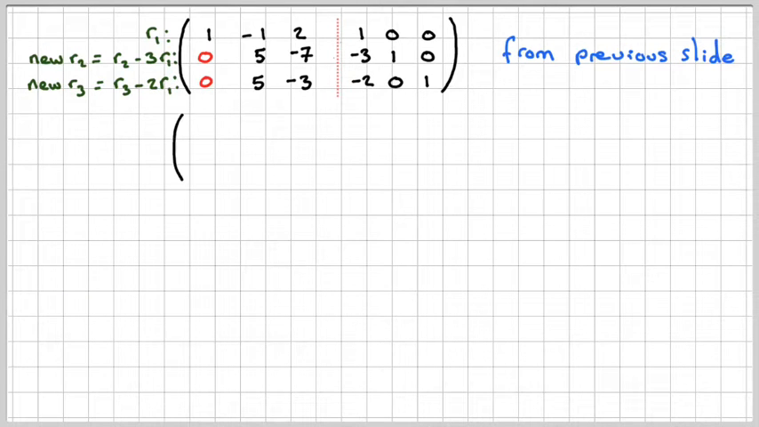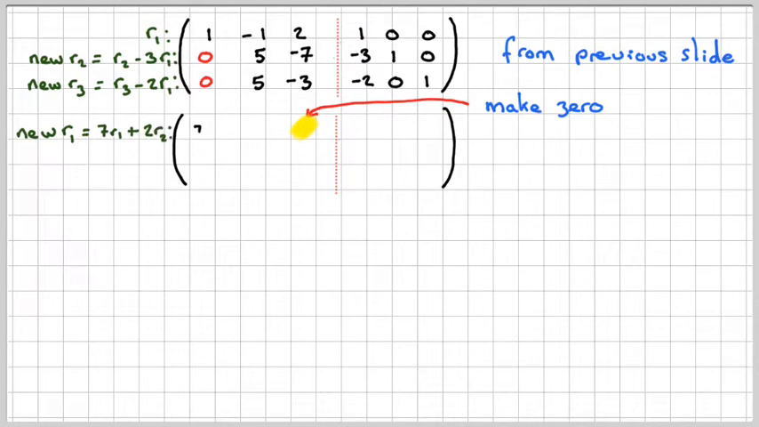Now the next thing we're going to do is make this element here a 0. So the new row 1 will be 7 row 1 plus 2 row 2. That will make 7 plus 0, minus 7 plus 10, which will make 3, and it's very easy to see that 2 times 7 minus 2 times 7 will give you 0. Again, you need to do it to these ones here. That will give you 1, 2, and 0.